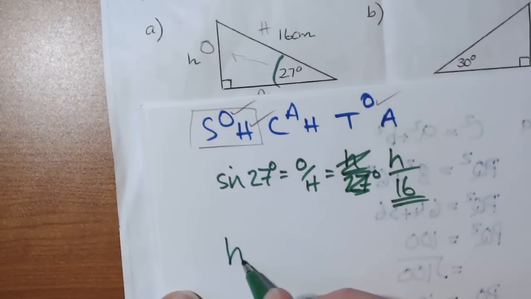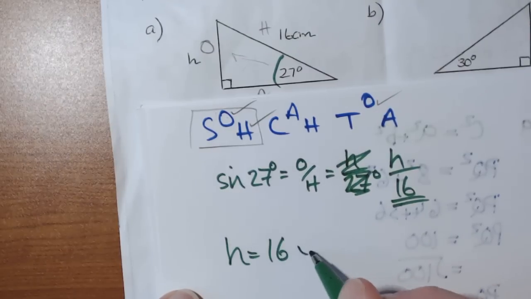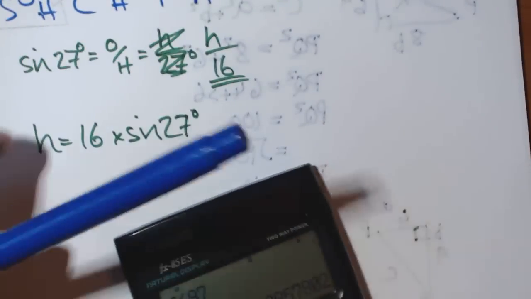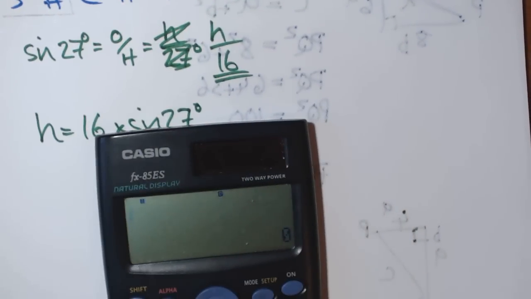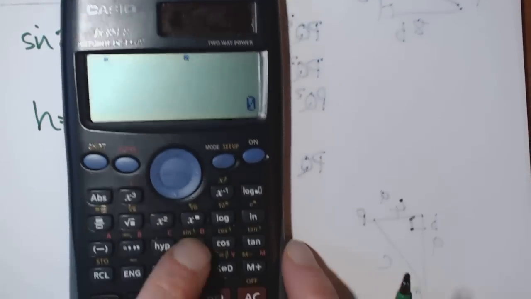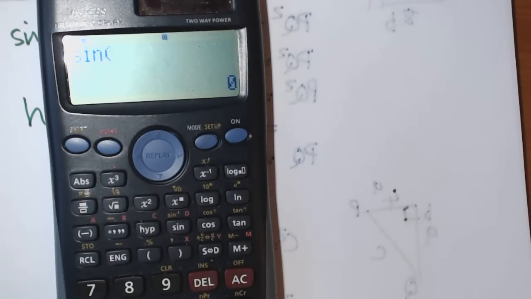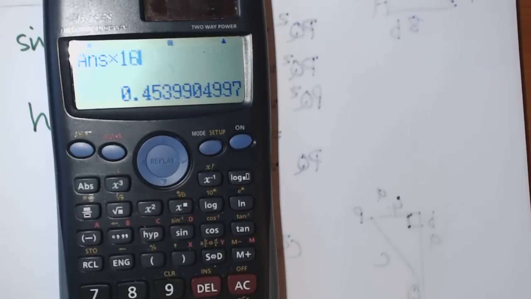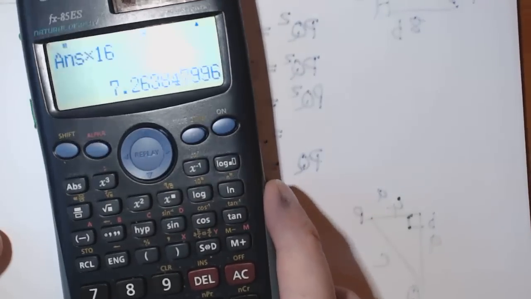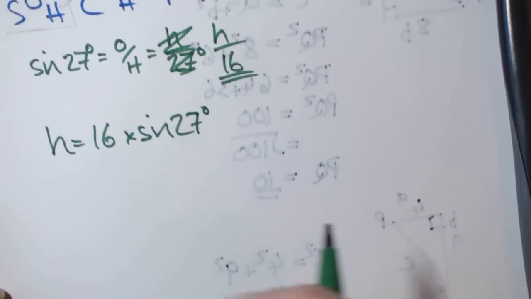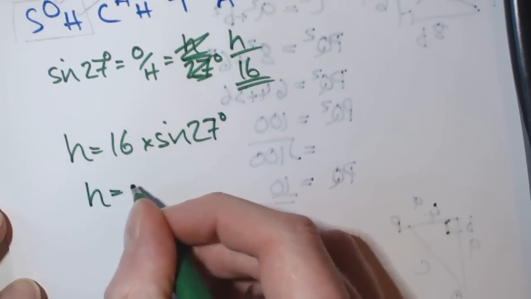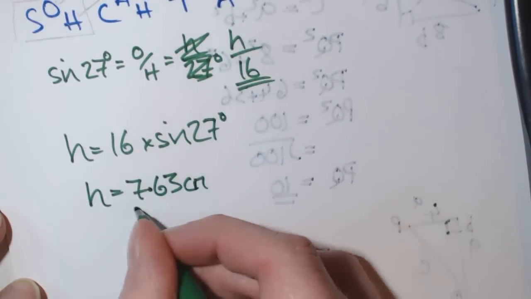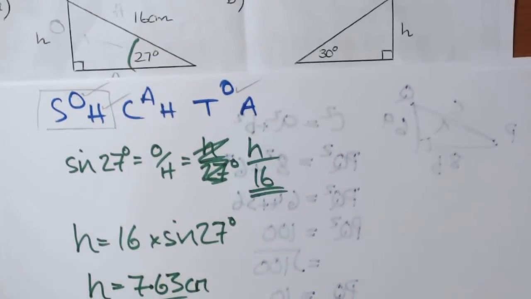So all we do there is h equals 16 times sine 27 degrees. So you just see sine 27, press equal, and then just times that by 16, and that's 7.63. Okay, 7.63. So height equals 7.63 centimetres. Right, that's how you do that one.